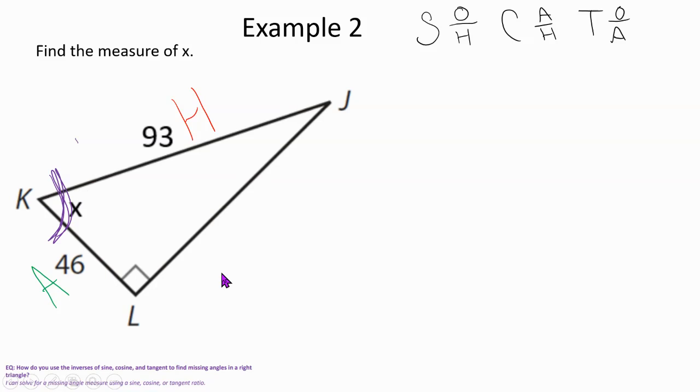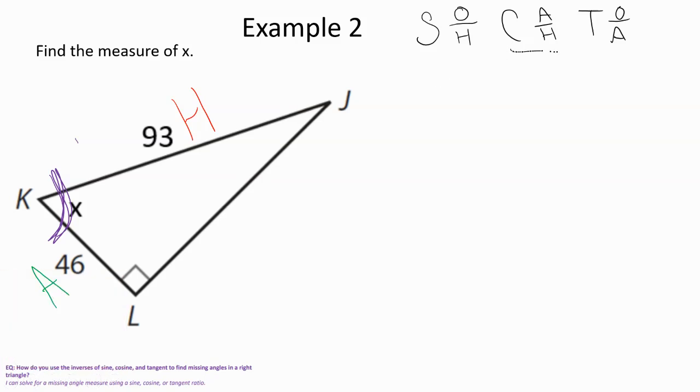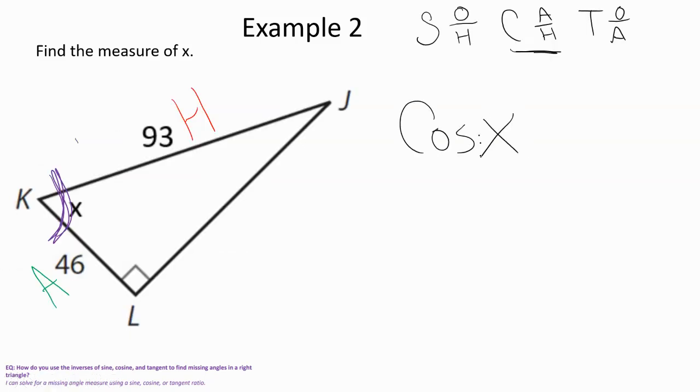All right, so then we look, which one has A and H? We know that is cosine. So we have to use cosine because we have adjacent and hypotenuse. So I'm going to do cosine of our angle X. That's what we're trying to find. Is equal to. And we're going to go ahead and write the adjacent side. Our adjacent side is 46. And our hypotenuse is 93.